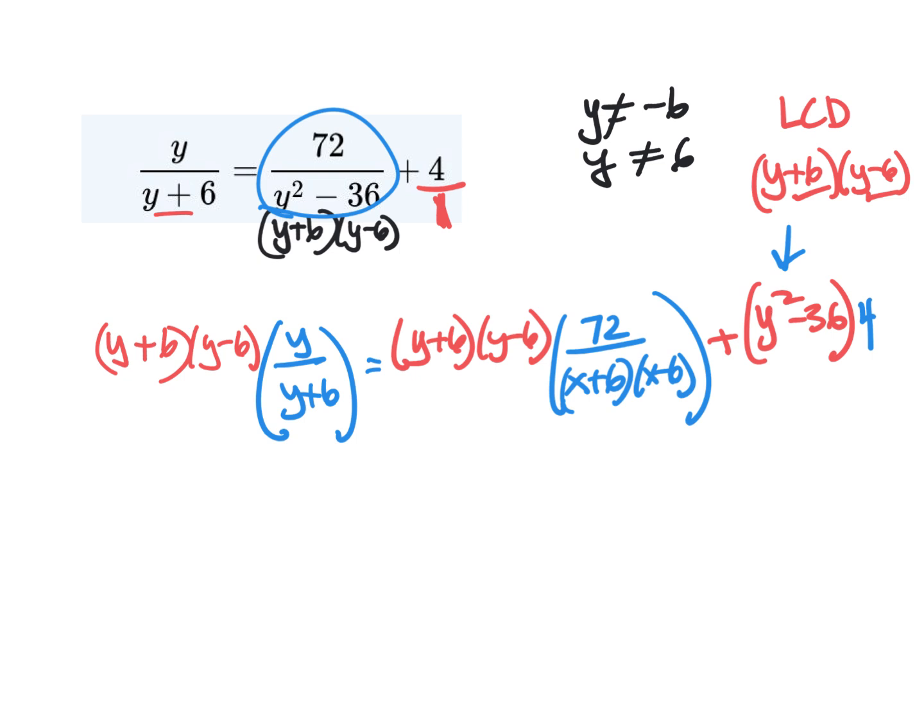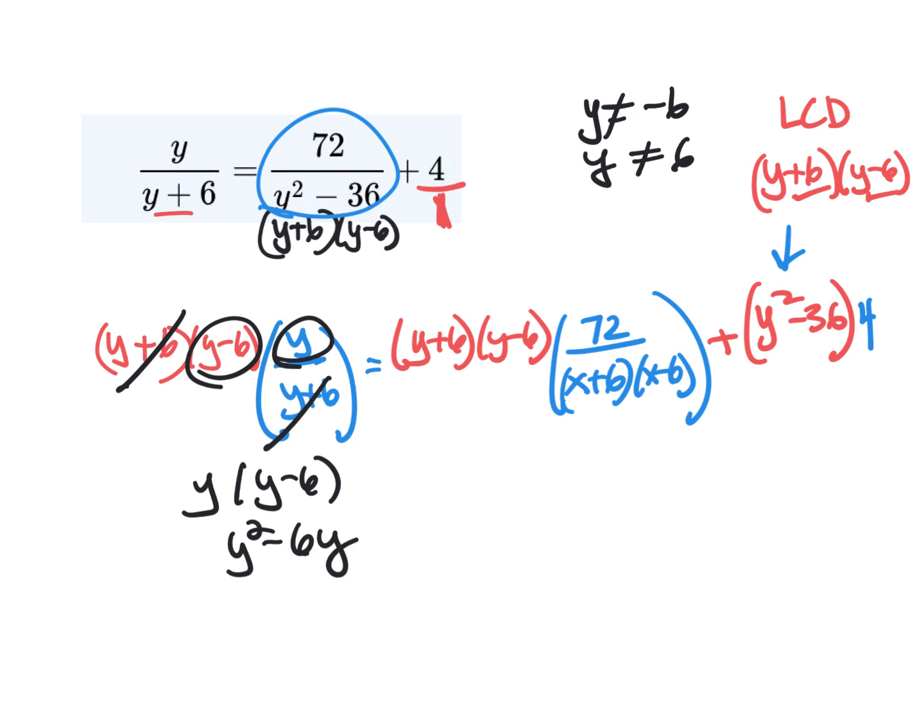And now I'm going to have to cancel. I'm going to see that I'm going to distribute this y times y minus 6. Here, I'm actually going to have a lot cancel and just be left with 72. Here I'm going to distribute this 4, and this is going to be 4y squared minus 144.